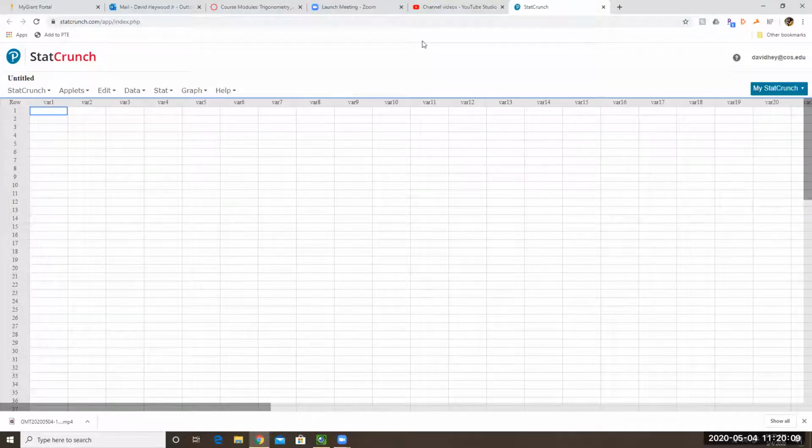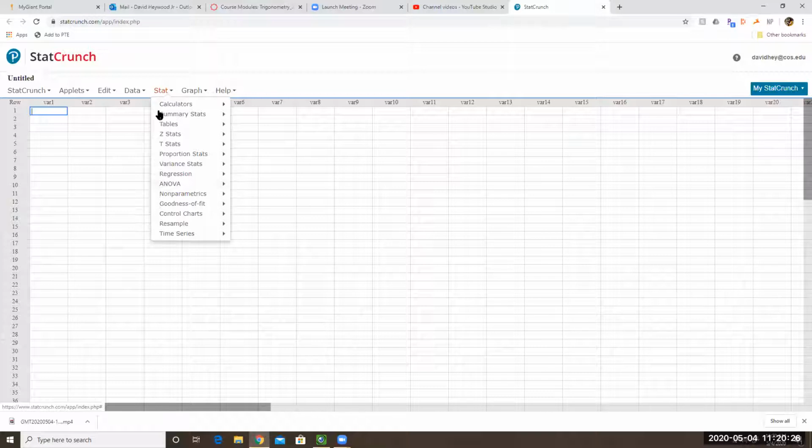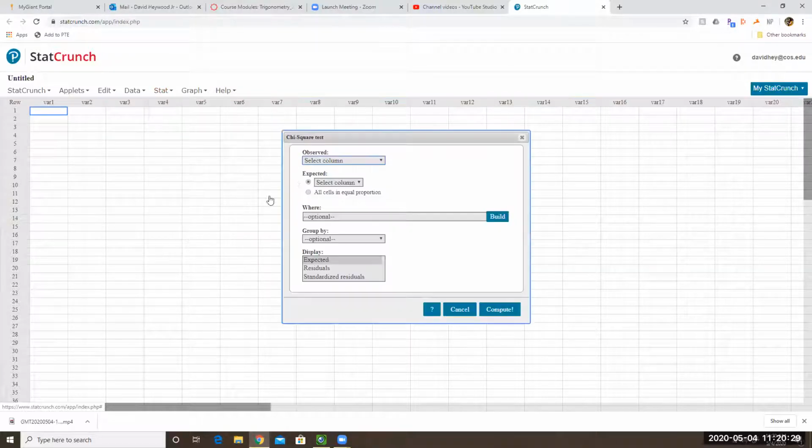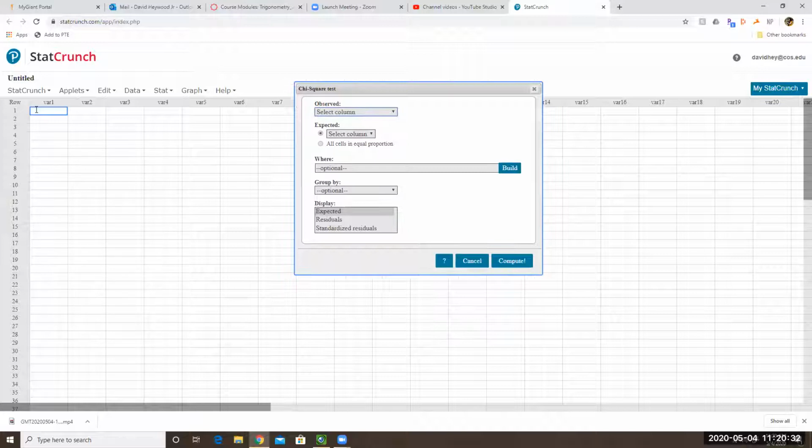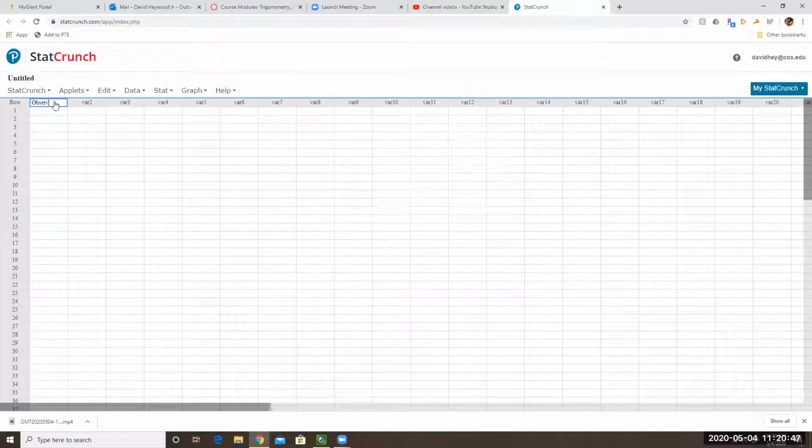So the first thing we need to do is enter the data. Actually, I'm not even sure you need to enter the data. Let's take a look. It's been a while since I've done this, so I'll have to remind myself. But we're going to go to stat, goodness of fit, chi-square test. Yeah, so we need to have a column where we enter what we observed, and another one where we enter what was expected.